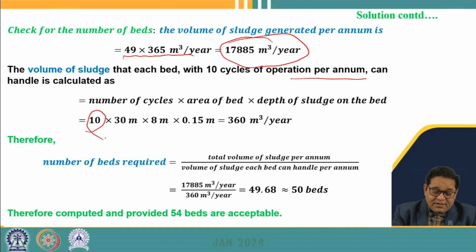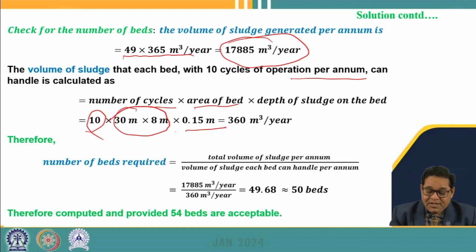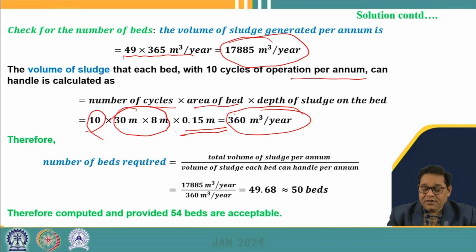So we can see the number of cycles, that is 10, one bed area, that is 13 by 8 meter, and the sludge thickness we can take up to 0.15. So this much meter cube of sludge a single bed can handle in a year. So the number of beds required as per this calculation comes to total amount of sludge being produced divided by volume to be handled by a single bed.